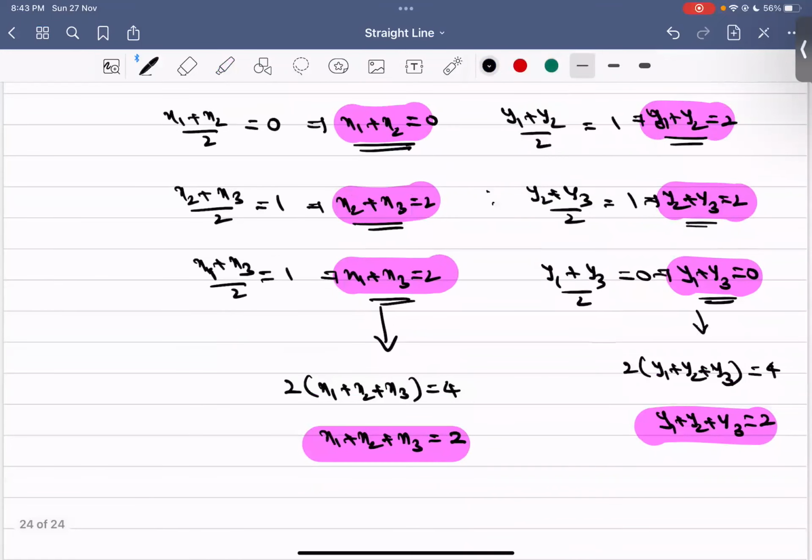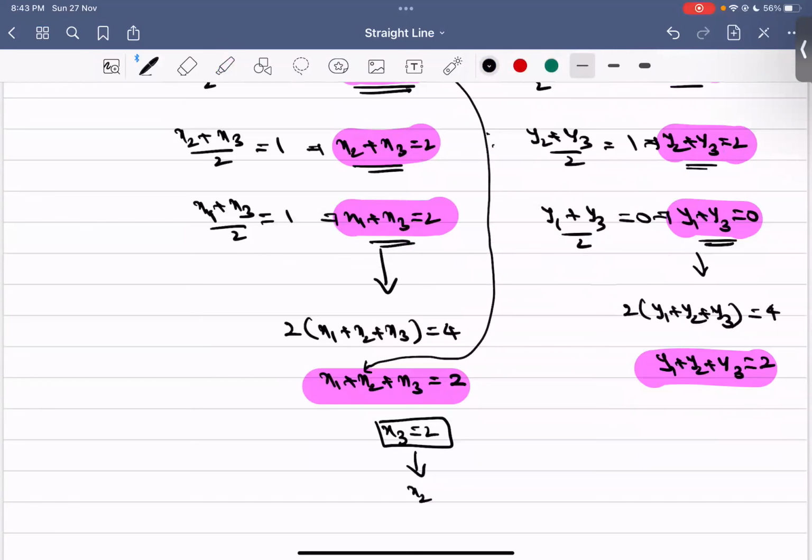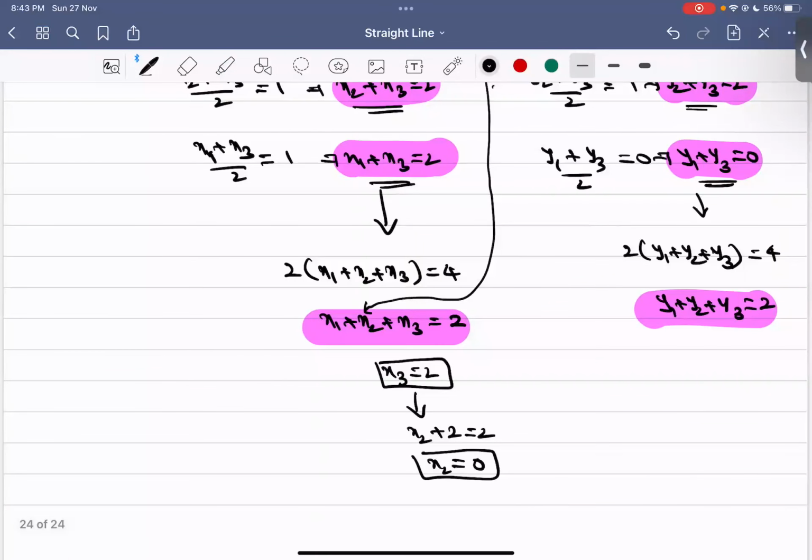For that, what you do? From this one, you put x1 plus x2 over here. Then from that one, x3 is equal to what? 2, we got. So put x3 equal to 2 in the second one, that is x2 plus x3 is equal to 2. x2 is equal to 0. Now put x2 and x3 again in the last one. Then you get 0 plus 2. Therefore, x1 is equal to 0. Clear this one? Is everything fine?